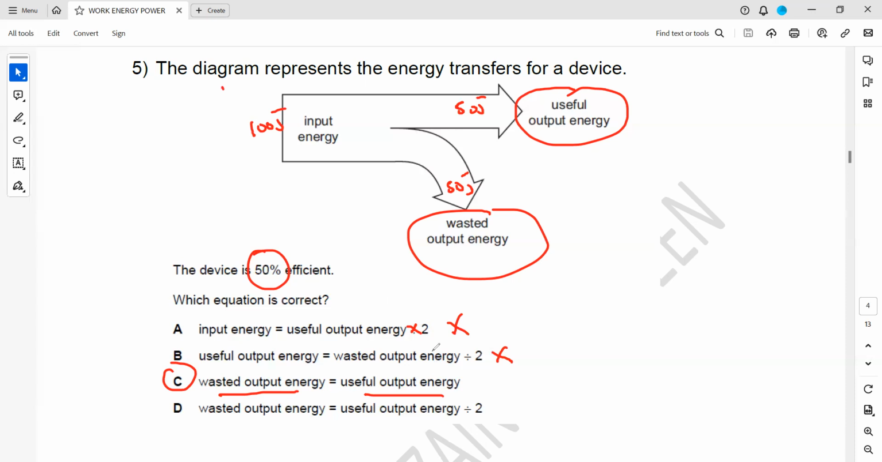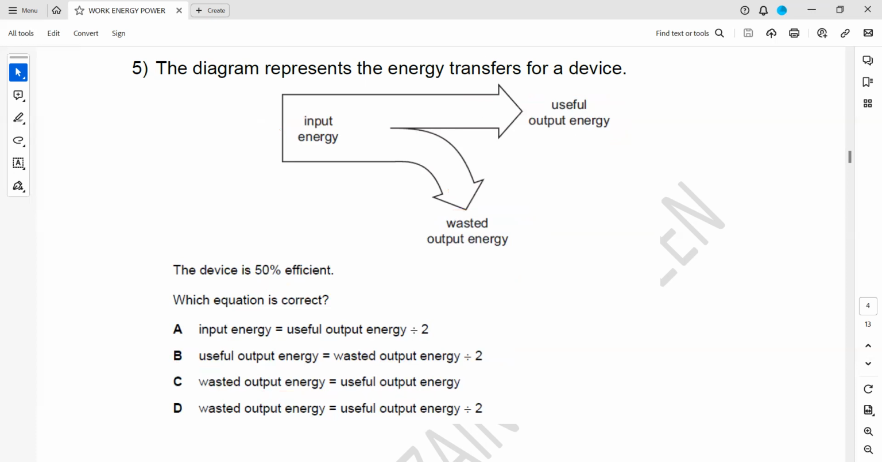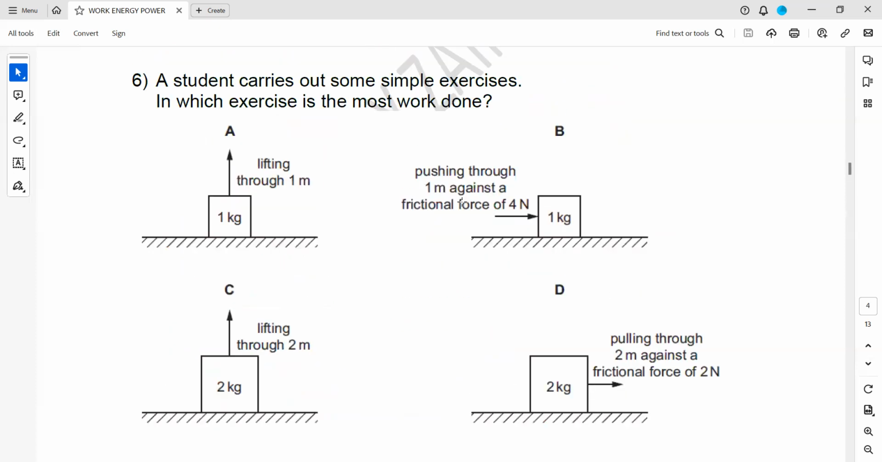Is this clear? Question 5. Moving on to the next question. Remember, when you're calculating a work done, it is force into distance. But when you lift an object, work done is weight multiplied by distance or height.